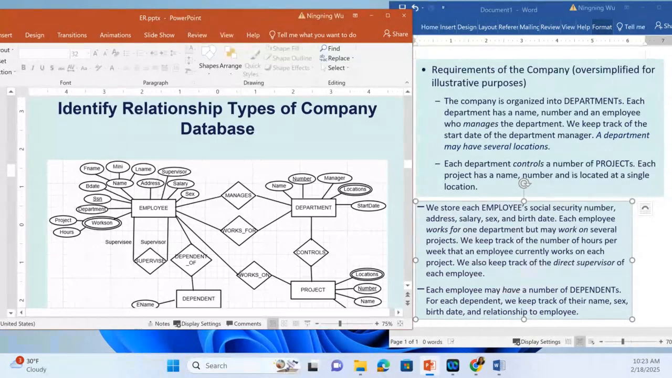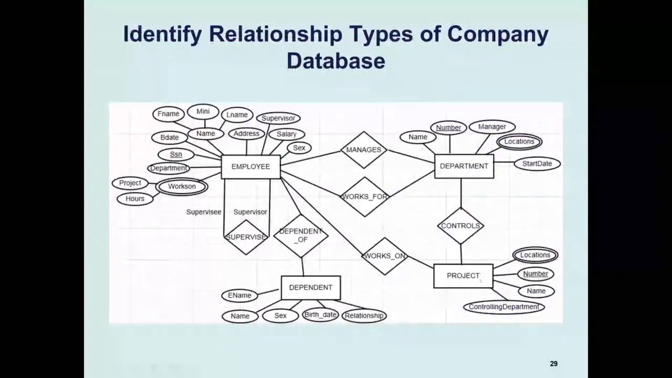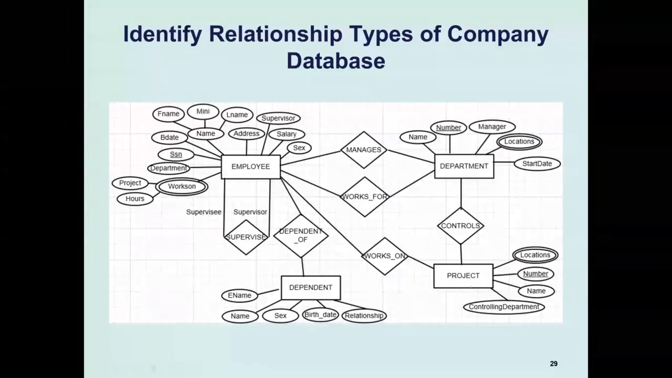And then between the department and the project, we have a controls relationship describing which department controls a project. Okay, then because of this project in the works on complex attribute, we can also model the complex attribute into a works on relationship type between the employee and the project.